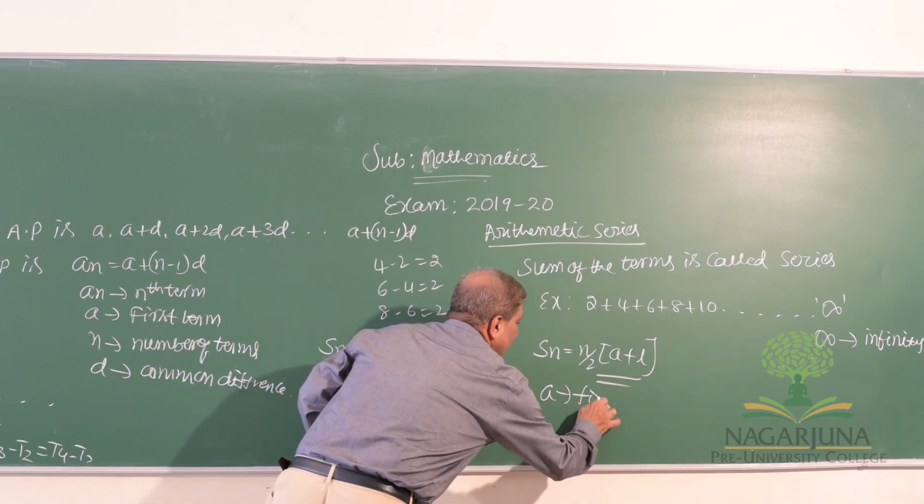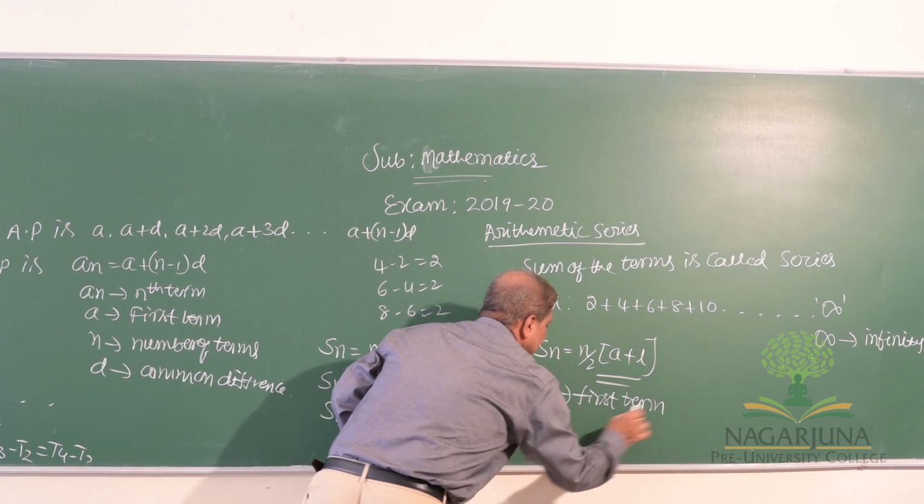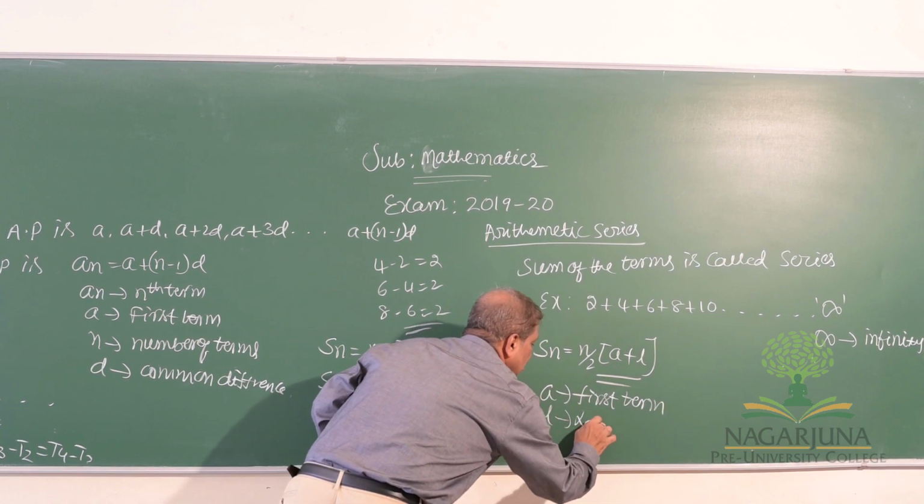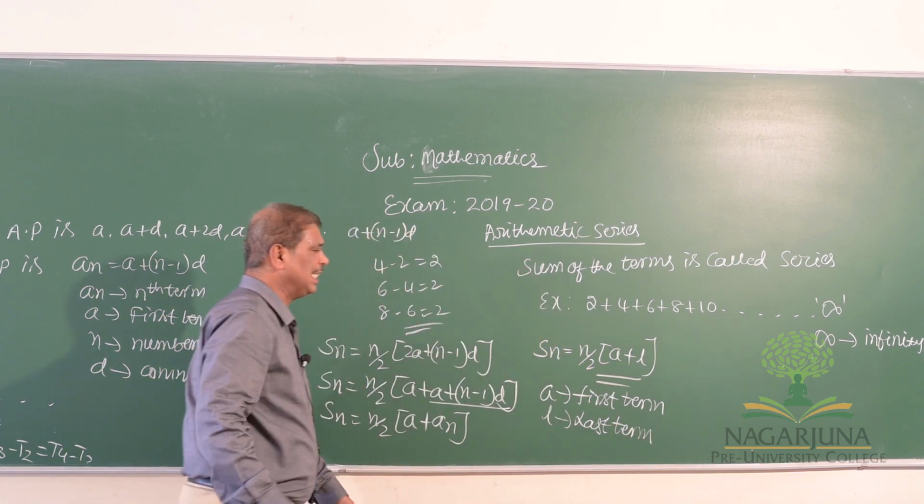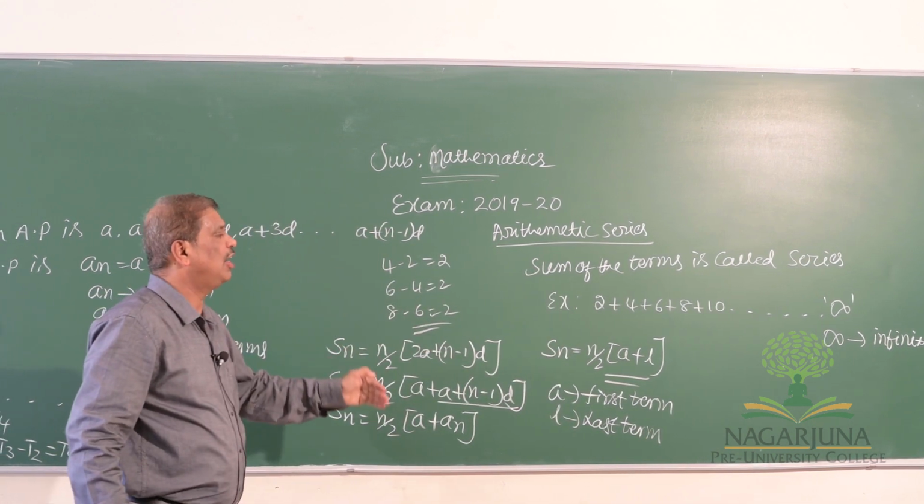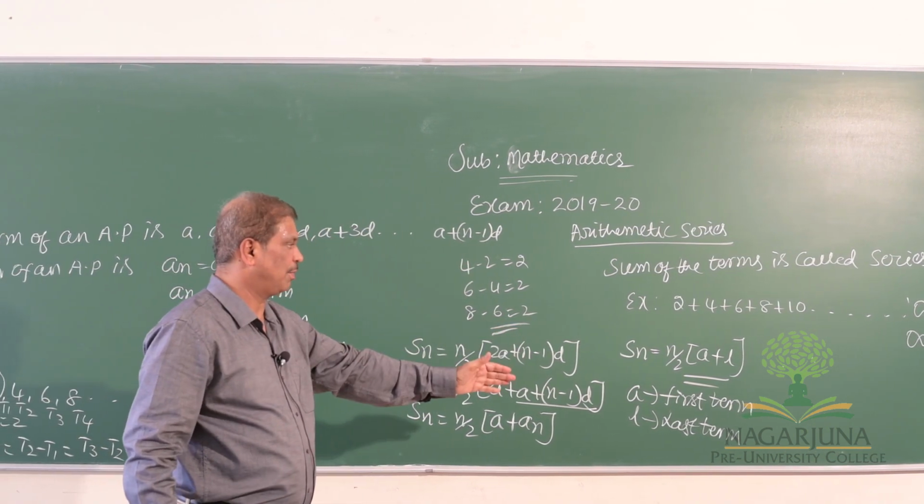first term, and l is nothing but the last term. So this is about the first and last term. Now this is the formula for the sum to n terms of an arithmetic progression.